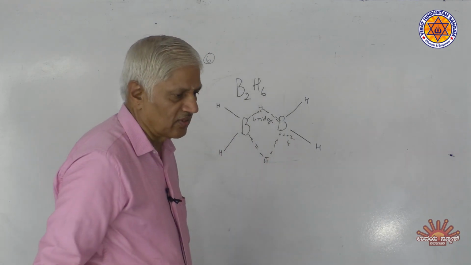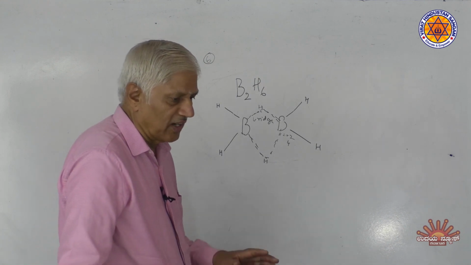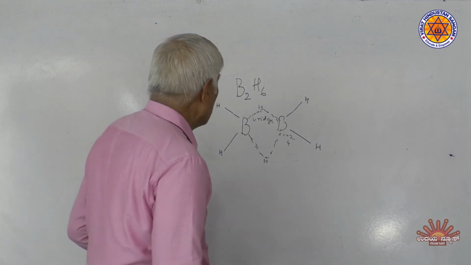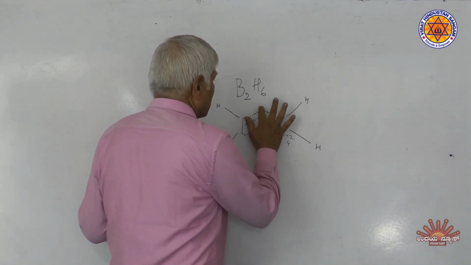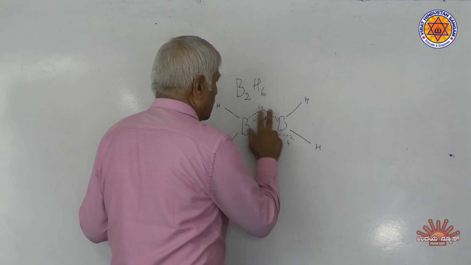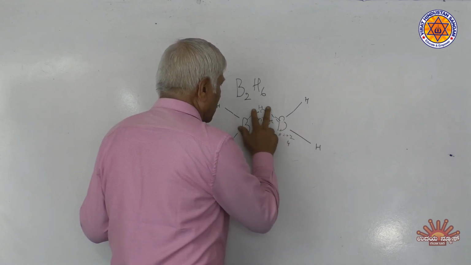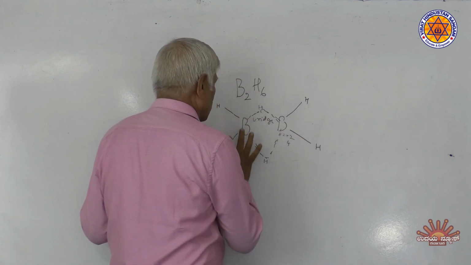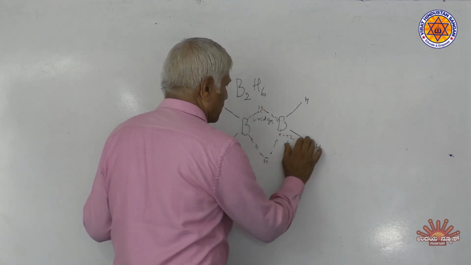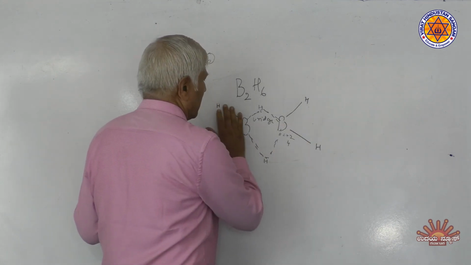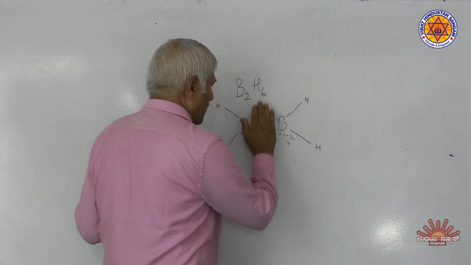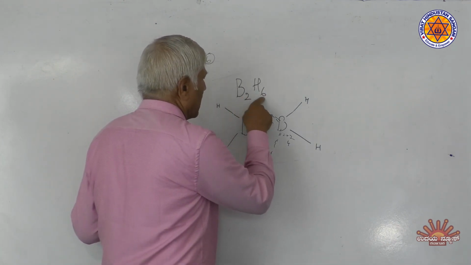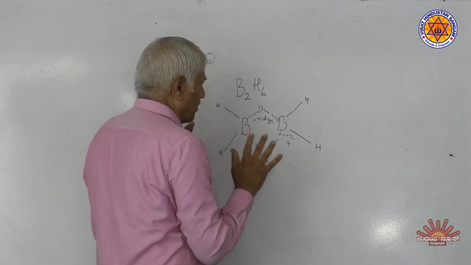three electron bonds. Yes, BH bonds are ionic, wrong. There are two three centered two electron bonds, only 2 electrons for this bridge, another 2 electrons for this. 2 plus 2 plus 2 plus 2 plus 2 plus 2, totally 8 plus 4, 12. Yes, boron 6 plus 6, 12 electrons.